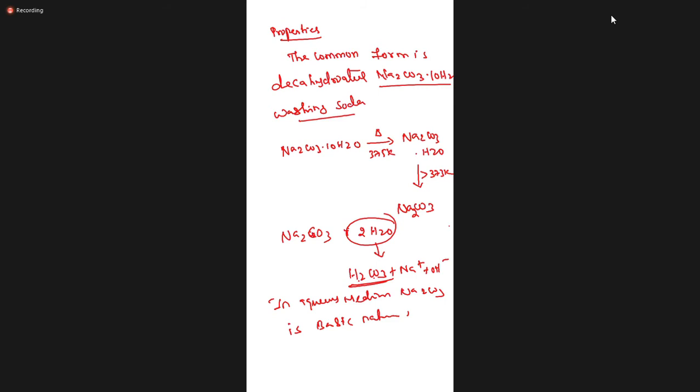What are the uses of sodium carbonate? It is a laboratory agent. I'll write the uses on the next page. Please note this point: in aqueous form Na2CO3 is basic in nature. What is the reason for that? Due to the hydrolysis of carbonate ion. Once you're done, you can inform me, please.